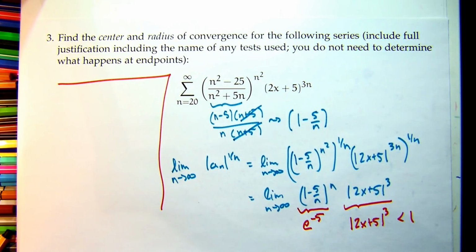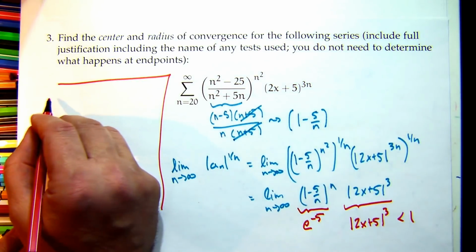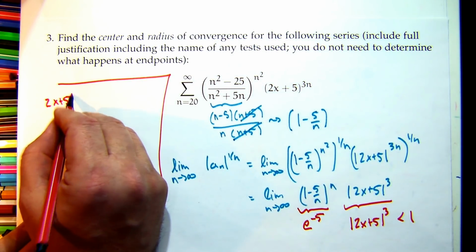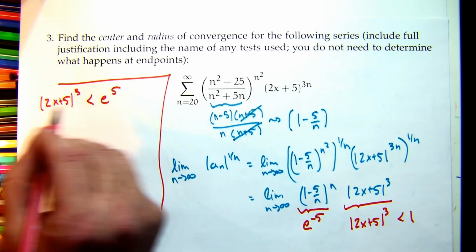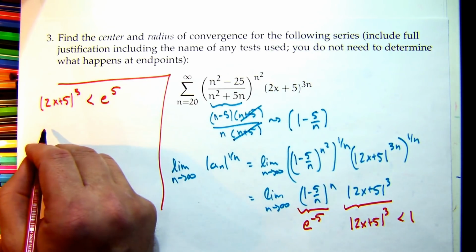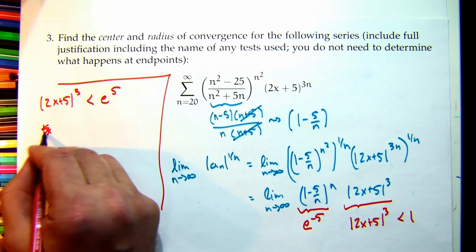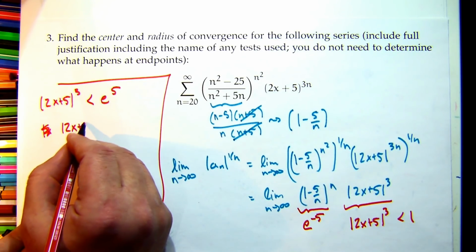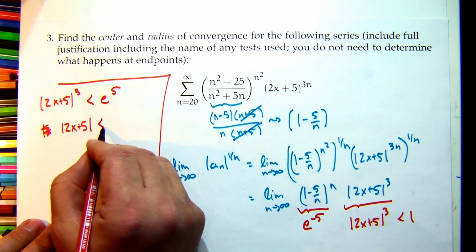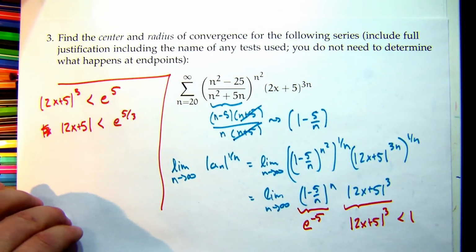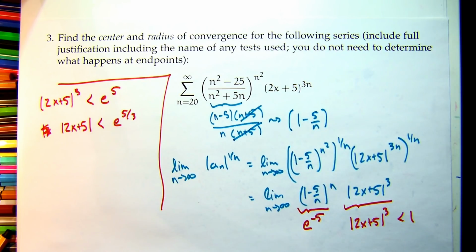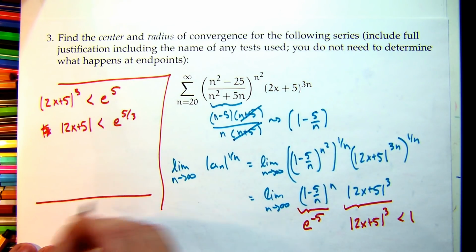Well, we start moving stuff around. So this becomes 2x plus 5 cubed less than e to the 5th. I want to get rid of that cube. Well, to do that, I will employ the cubed root. So 2x plus 5 is less than e to the 5 thirds. So I take the cubed root of both sides. Cubed root of e to the 5th is e to the 5 thirds. Now I'm almost there, because what do I want to get to?